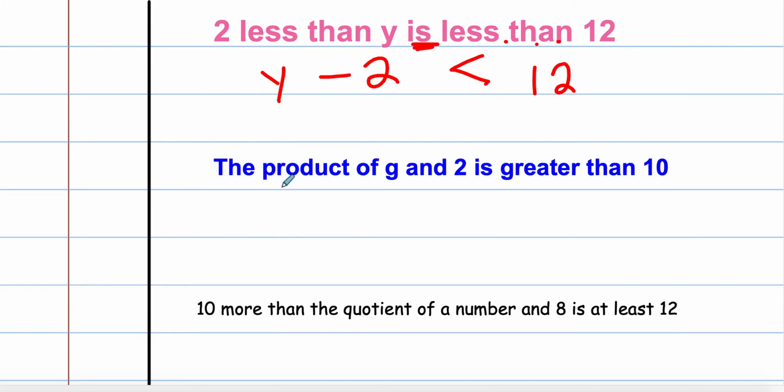So here's the word product. You always find the word and. So right here's our multiplication. So the product of g and 2 is greater than 10. We always write our coefficient first, 2, and a variable second. So it could look like that. Again, just going left to right.